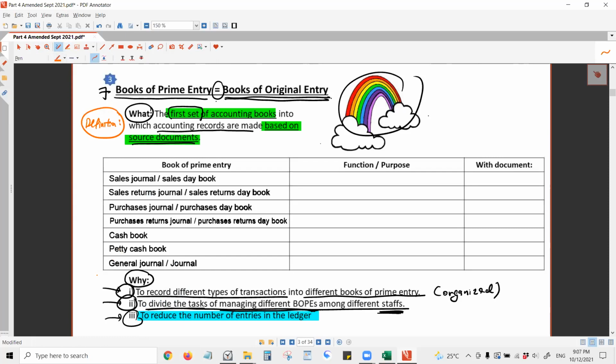So do expect the examiner to ask you why as well. They may ask you, why do you need to have 7 books of prime entry? Why do you need to have books of prime entry? So these are the answers. Let's look at what they are. What are the 7 books of prime entry?